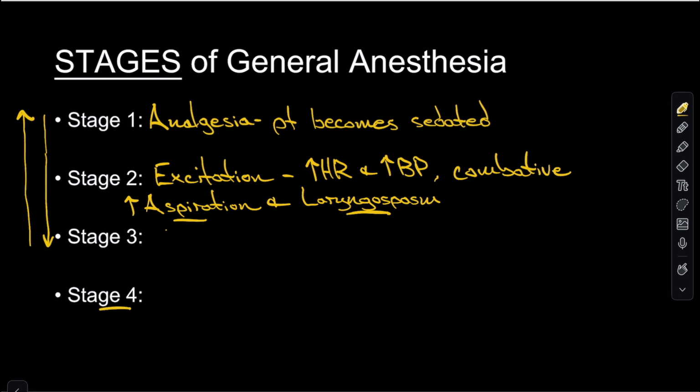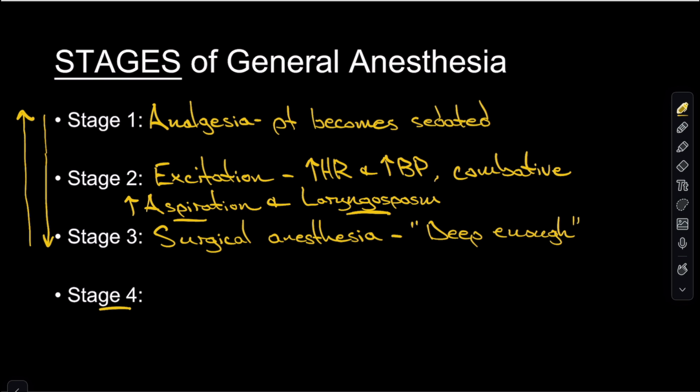And then stage 3 is known as surgical anesthesia. This is where a patient is, in quotes, deep enough for surgery. During stage 3, you have your heart rate and blood pressure return back to baseline. And then stage 4 is known as coma, and your vital signs collapse. So you'd certainly want to avoid that.